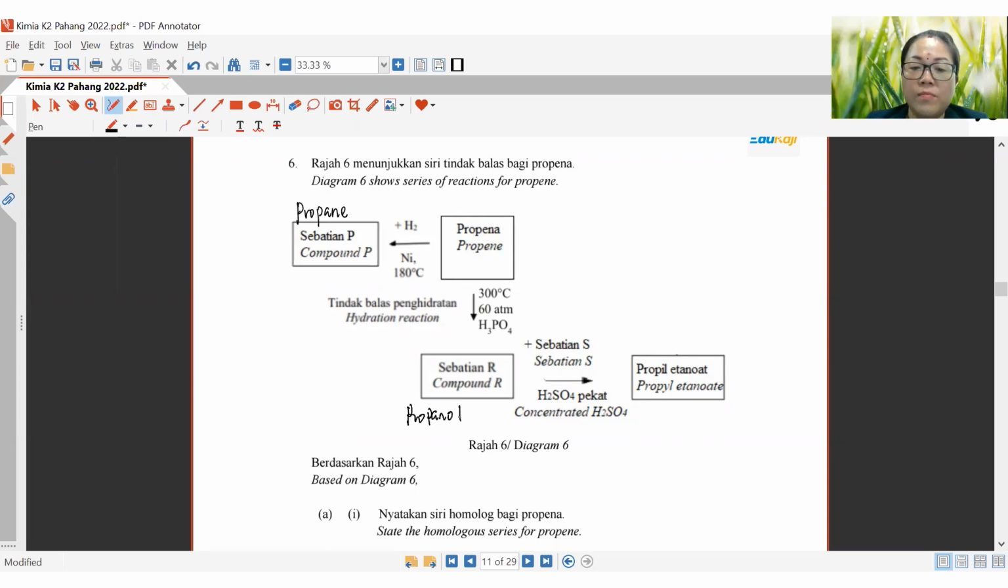So I would say when you meet with diagrams like that, normally the first thing you do is you go through the diagram without reading the question first. That means you fill in whatever loopholes you needed there, in order to make sure that you are sure of what you are answering first. Okay, so in this case we also have this substance S. And the product here is propyl ethanoate. So in other words, substance S will be ethanoic acid.